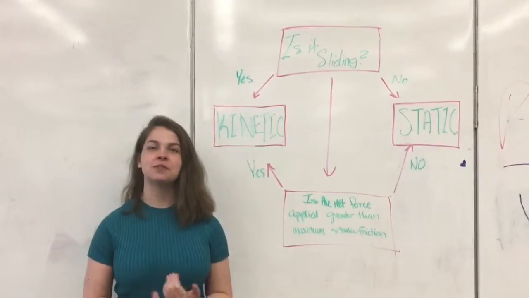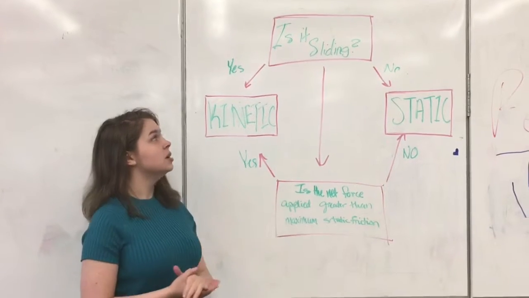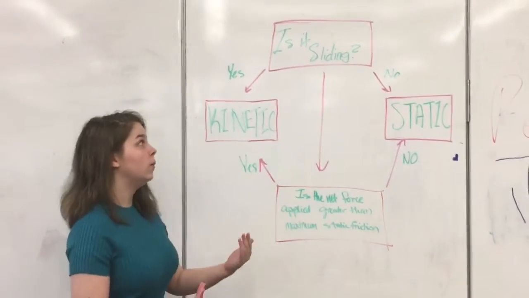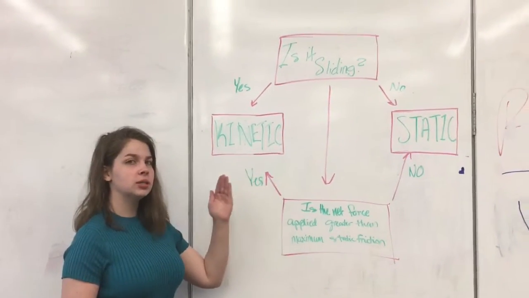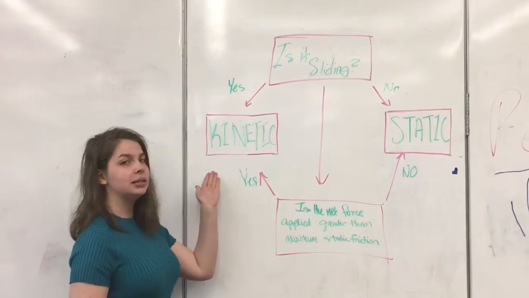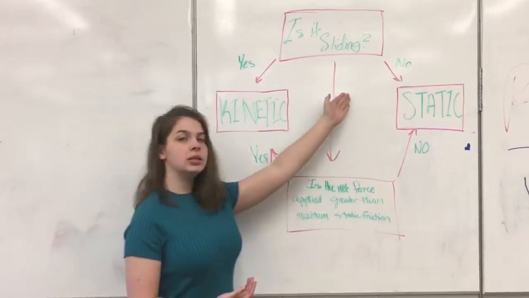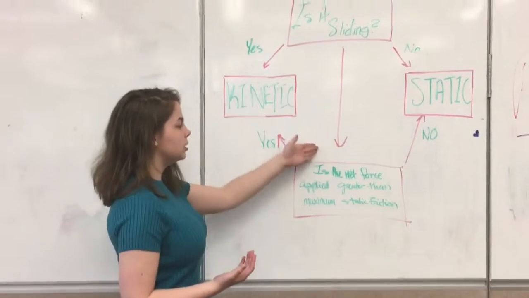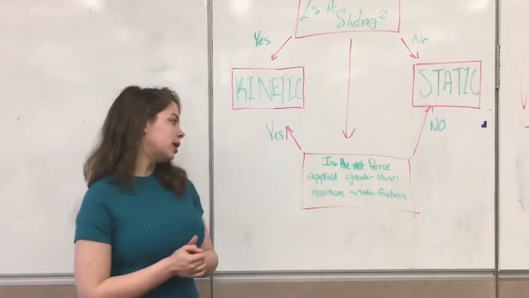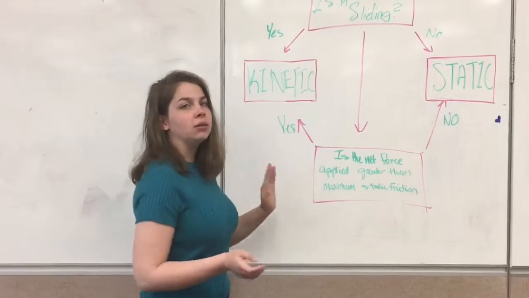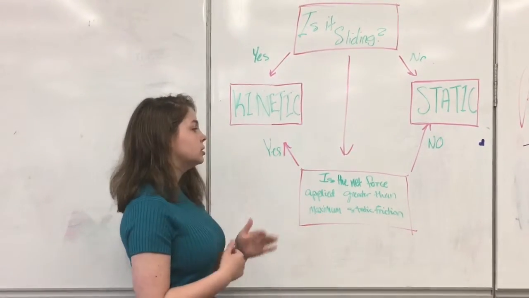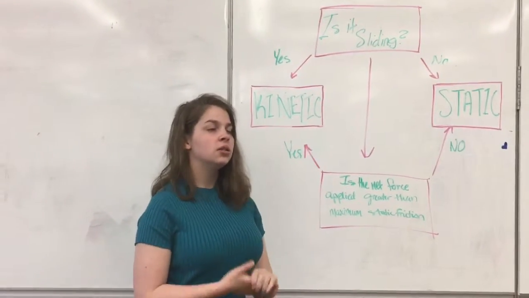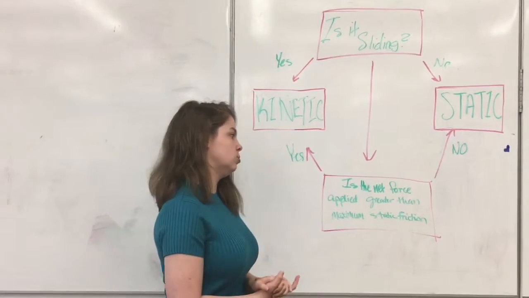There are two different types of friction found within this unit, kinetic and static. So, what if you have no idea if the object has kinetic or static friction? Well, is the object sliding? If it is, then it's kinetic because it's moving. But if it isn't, then it's static. Let's say you have absolutely no idea whether it's moving or not. Then ask the question: is the net force applied greater than the maximum static friction? If the answer is yes, then it's kinetic because the force applied will cause it to move. But if not, then it's static because the force of friction is going to be greater than the force applied.